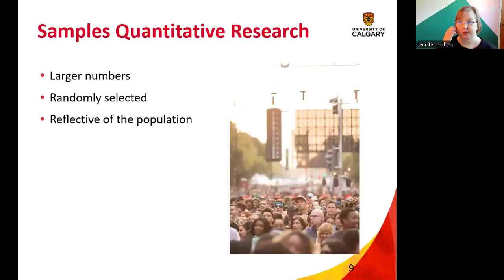So what kind of samples do we want in quantitative research? Generally, we want larger numbers relative to qualitative research. In qualitative research, you can have a perfectly good study that might have 6 or 8 participants. Depending on the methodology you're using, that might be completely appropriate. For a quantitative study, you might have 6,000 or 8,000 participants. So generally you want larger numbers, though exactly how large depends on what type of study you're doing.